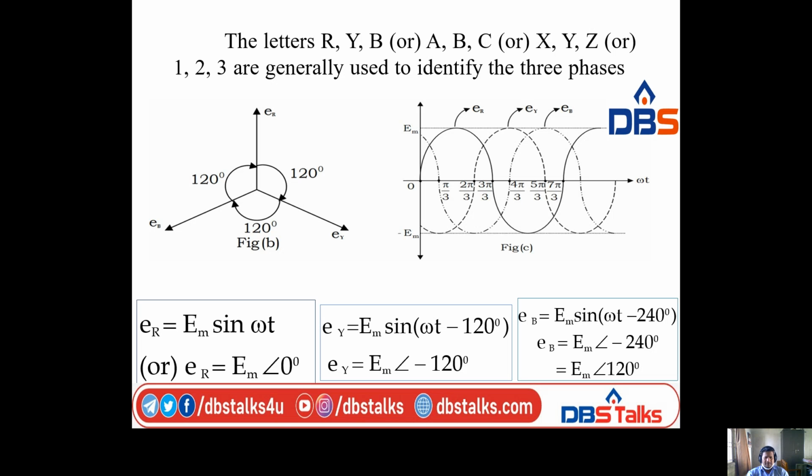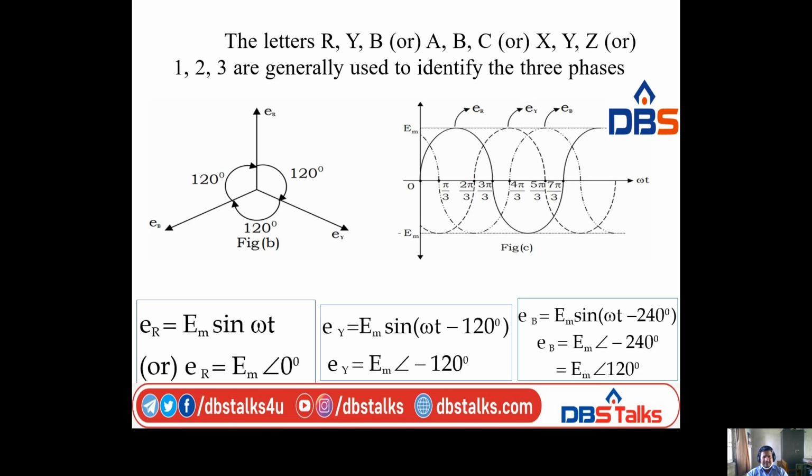That may be represented in vector form. EB is equal to EM at an angle minus 240, otherwise EM at an angle plus 120 in the counterclockwise direction. So EM minus 240 is the clockwise direction. Suppose you have to take it in the counterclockwise direction, it is EM plus 120. Like this, we have to represent the three voltages in the three-phase system.